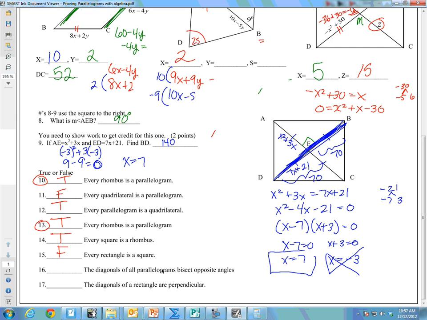The diagonals of all parallelograms bisect opposite angles. That is false. This is only true for rhombuses and squares. Okay. 17, the diagonals of a rectangle are perpendicular. That is false as well. This is only true for rhombuses and squares.